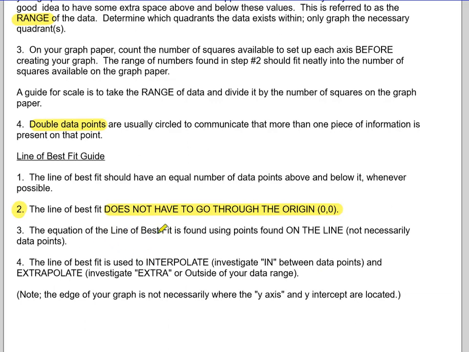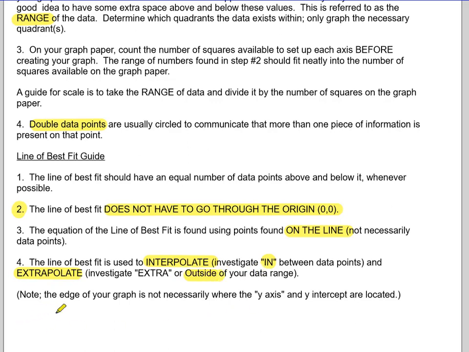The equation of the line of best fit is found using the points on the line, and we're going to do this with 2 graphs today. They do not necessarily have to be data points. And then lastly, 2 more words. Interpolate means investigate in between data points, and extrapolate, you can think of the extra, you are outside of the data range.